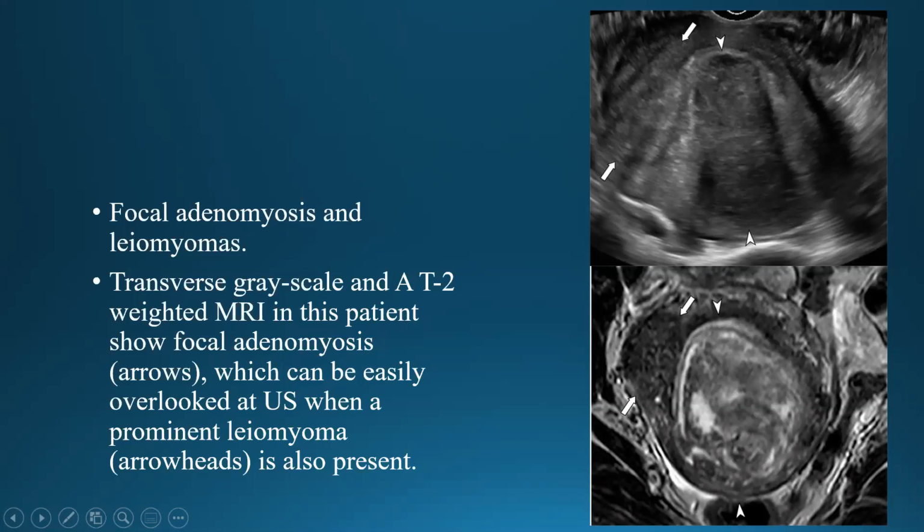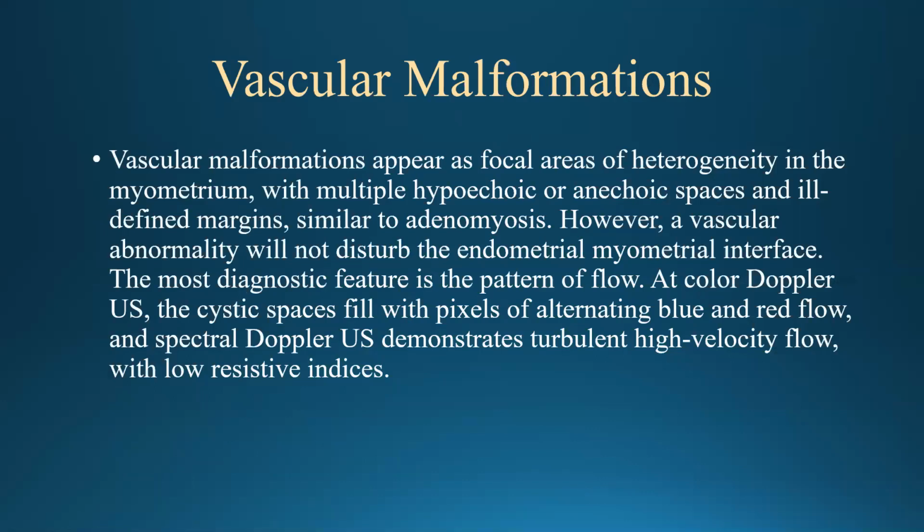Another very important mimic of adenomyosis is a condition called vascular malformations. We all know these vascular malformations, and we have some unlucky colleagues who went for a D&C biopsy, and the patient bleeds horribly, and they find it's an arteriovenous malformation instead of products of conception. Some of them were really disastrous. Vascular malformations appear as focal areas of heterogeneity in the myometrium with multiple hypoechoic or anechoic spaces, ill-defined margins similar to adenomyosis.